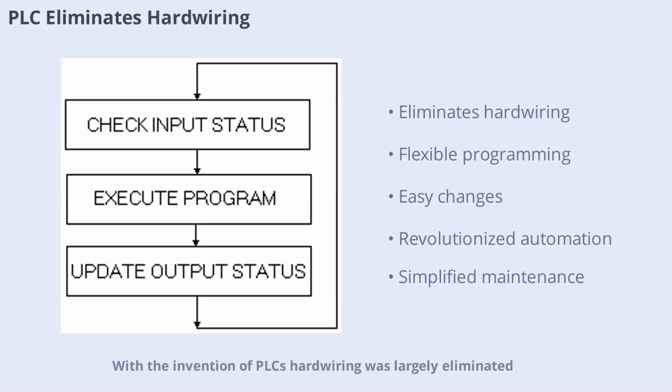With the invention of PLCs, hardwiring was largely eliminated. Input and output devices are simply connected to the PLC, and the system's behavior is determined by the program. Changing the program alters the system's operation without touching the hardware. This flexibility revolutionized industrial automation, making it easier to adapt and maintain systems.